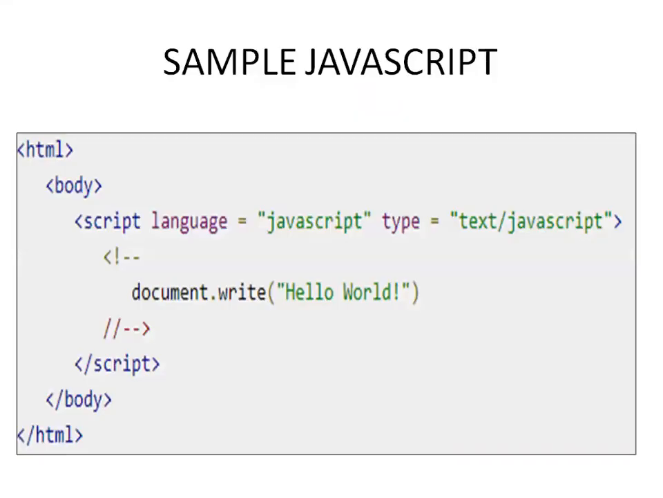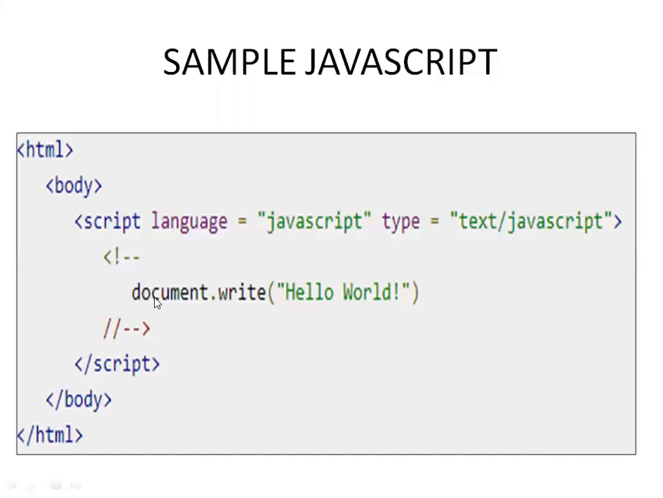Let me see sample JavaScript code. As I said earlier, JavaScript can be inserted into the HTML code with the help of the script element. The script element can be inserted either in the body section or head section. In this example, I have written the script element inside the body section. Inside the body, the script element is defined with the attributes language and type. Here the language is JavaScript and type is text/javascript.